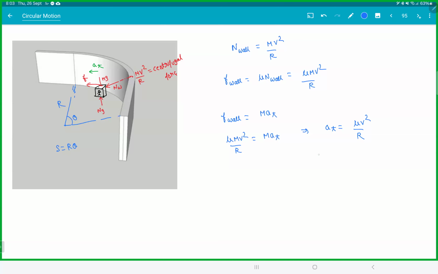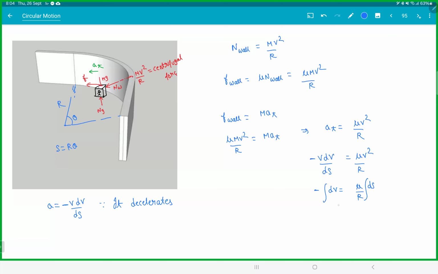Now here, be careful. So A is minus v dv by ds. Why minus? Since it is decelerating. Since v and a are opposite, you get A is equal to minus v dv by ds since it decelerates. If A and v are in the same direction, then it will be plus v dv by ds. This is equal to minus mu v square by r. One v will cancel. You will get minus dv by v is equal to mu ds by r.